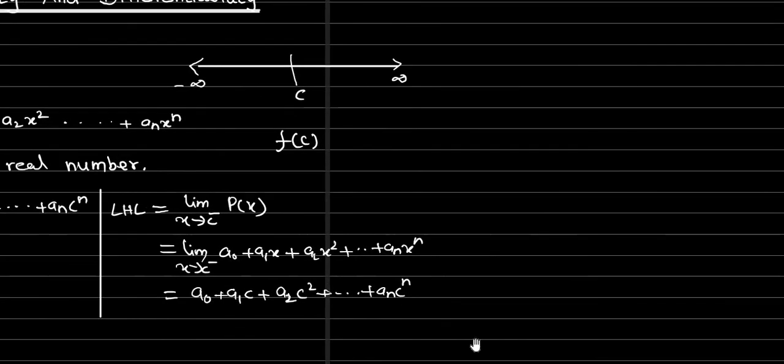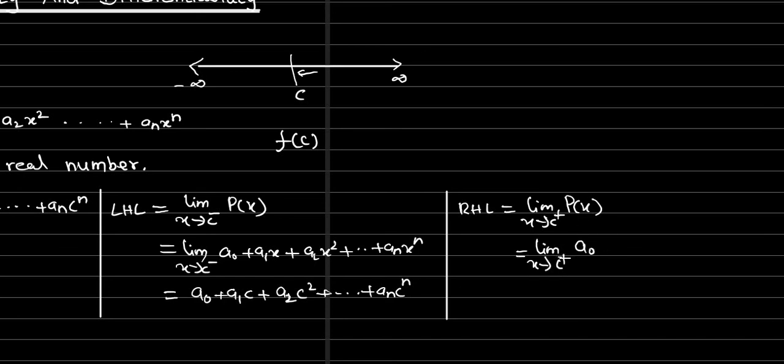Now the right hand limit, x approaching c from the right side. So we have infinite values from the right side. P of x has to be replaced by a0 plus a1x plus a2x square up to an x power n. Now applying the limit, what result are we getting? a0 plus a1c plus a2c square up to an c power n.